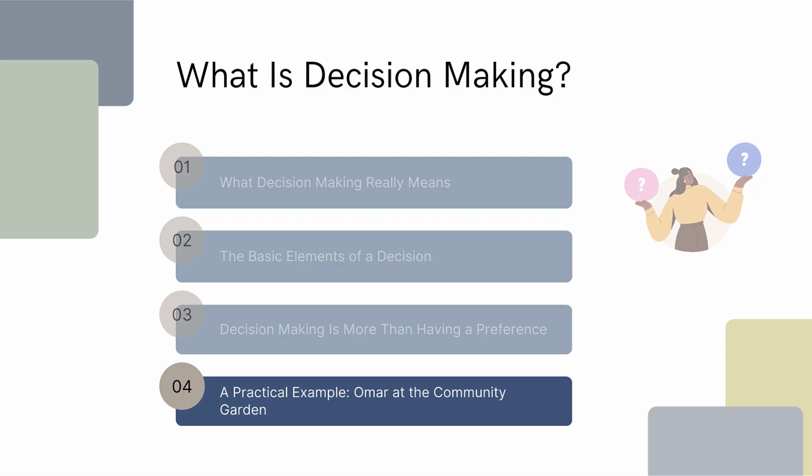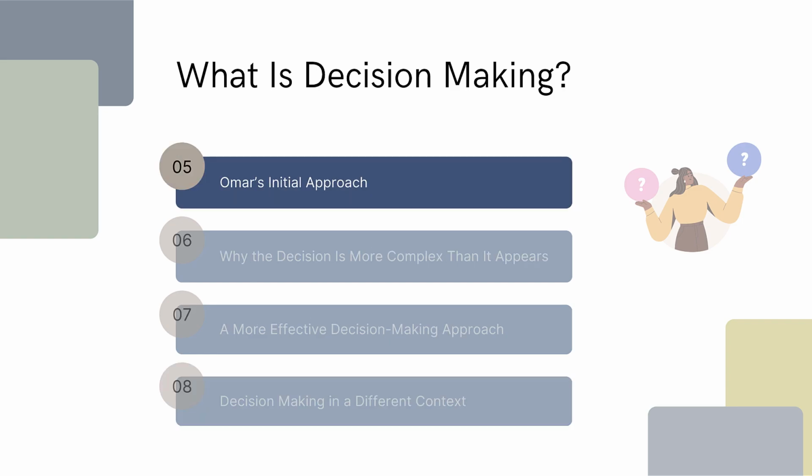The plants he is considering have different sunlight, water, space, and maintenance requirements. They also take different amounts of time to grow. Some may produce a large harvest that Omar will use regularly. Others may require more effort than the results justify. The decision is no longer simply about choosing favorite vegetables.